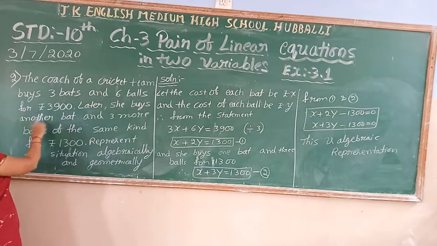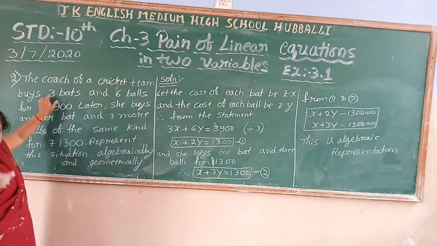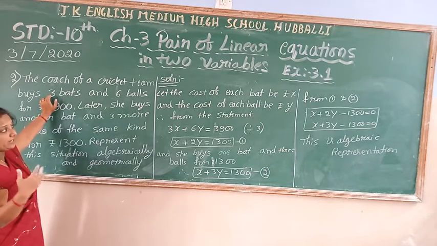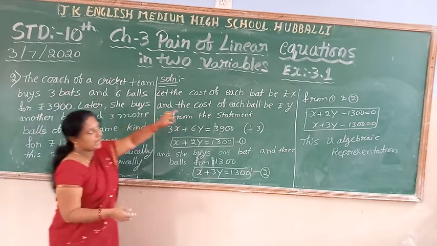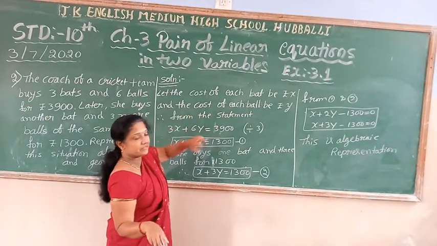Later she buys another bat and 3 more balls of the same kind for rupees 1,300. Represent the situation algebraically and geometrically. So we don't know the cost of 1 bat and 1 ball. So let the cost of each bat be x rupees and the cost of each ball be y rupees.